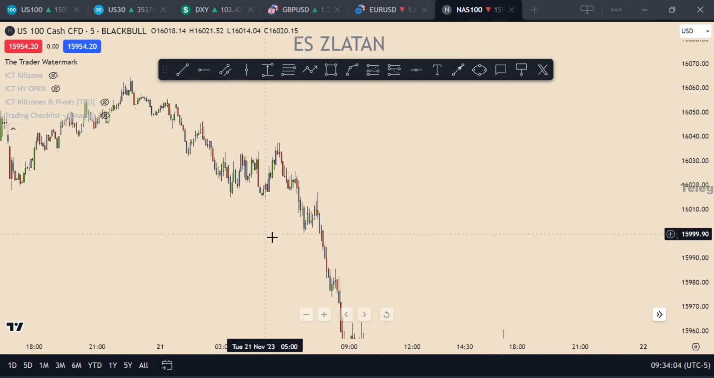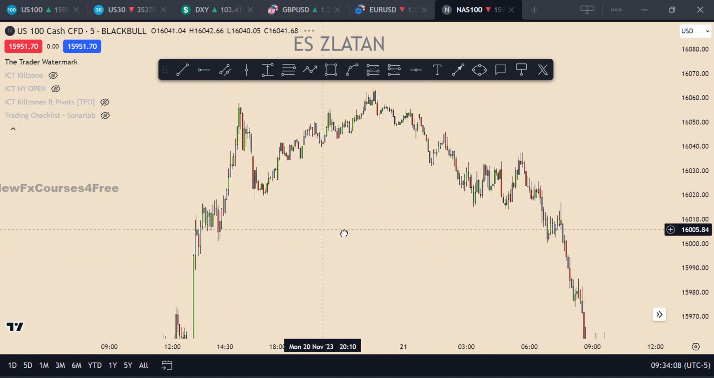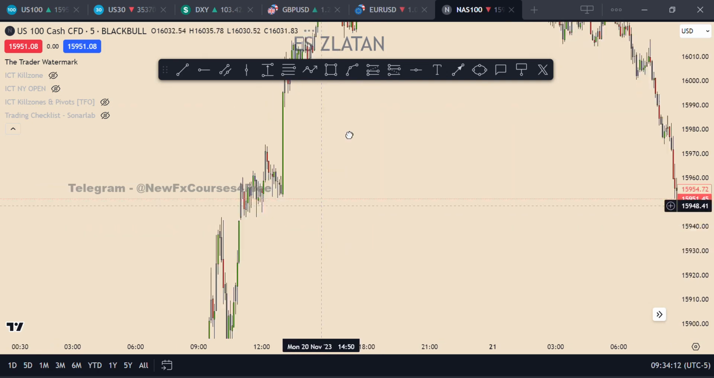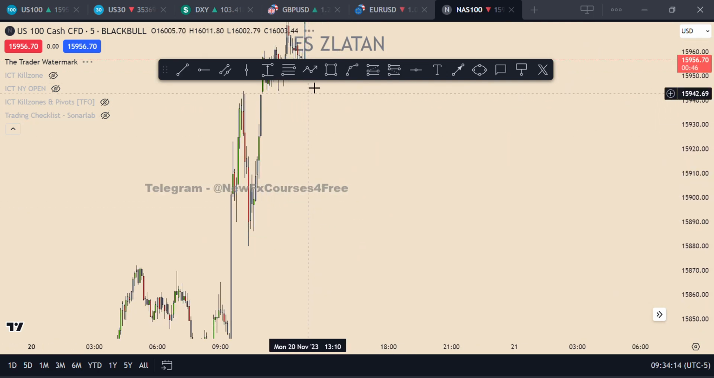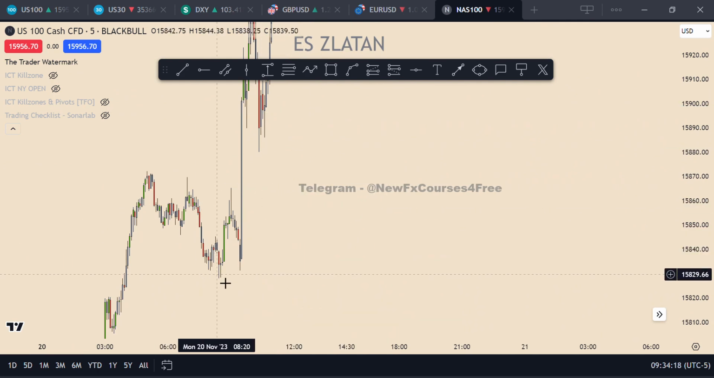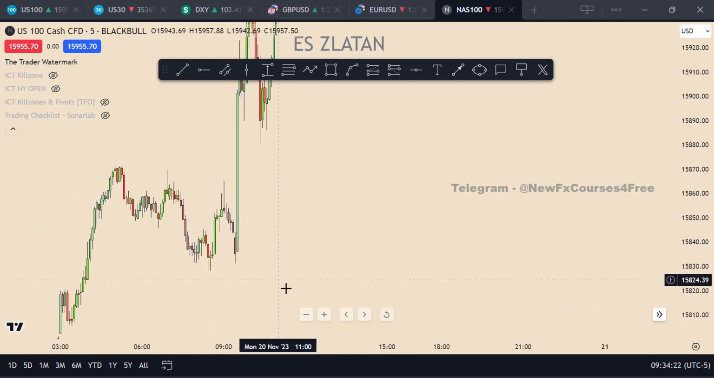This model works on every pair. Every pair. Trust me, every pair. I use it on Forex, especially GBP USD. So don't think it's just the indices. So this is a little one, but only a sharp eye will see that.